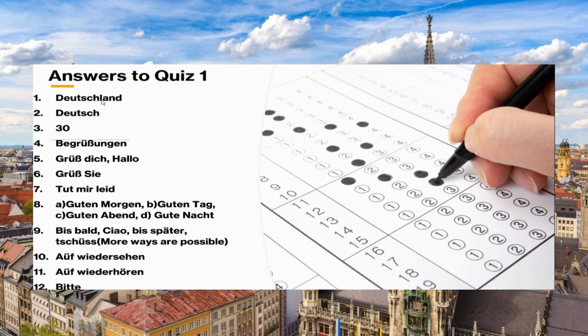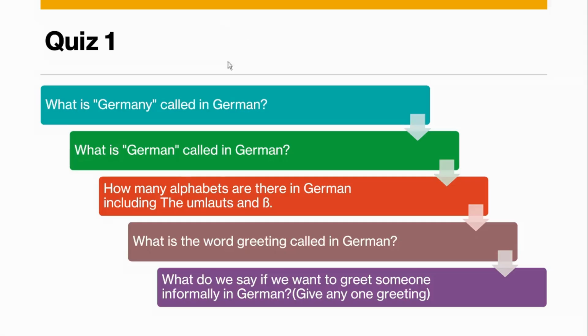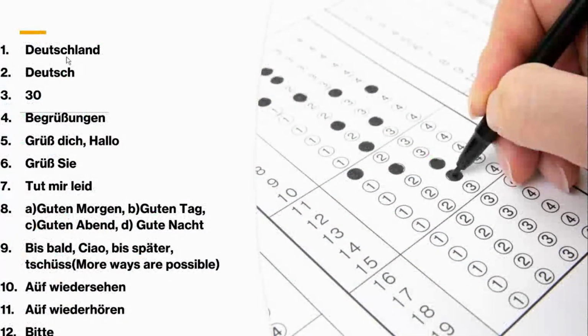Now guys, these are the answers to the quiz questions. Now let's move on to the quiz. So the first question we have right here is, what is Germany called in German? Yes, you're right. The answer is Deutschland, as you can see over here.